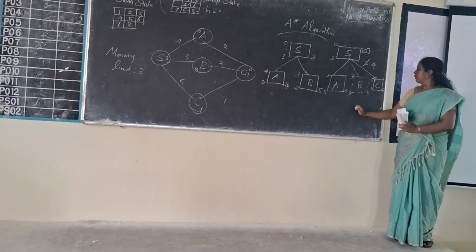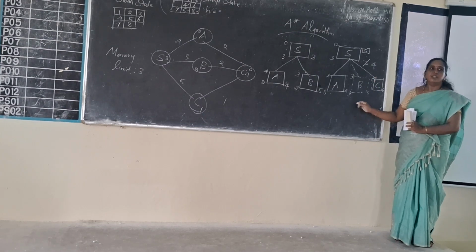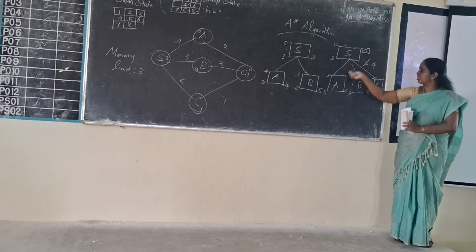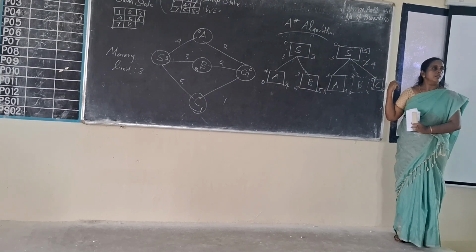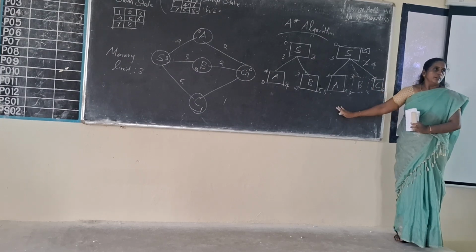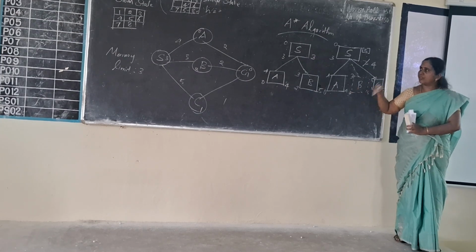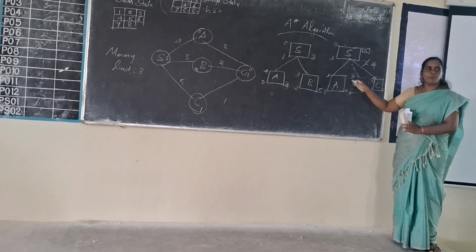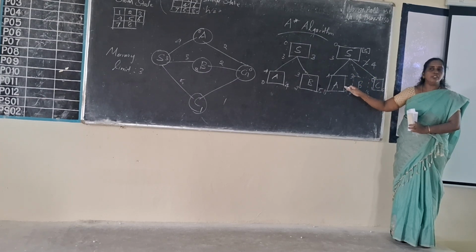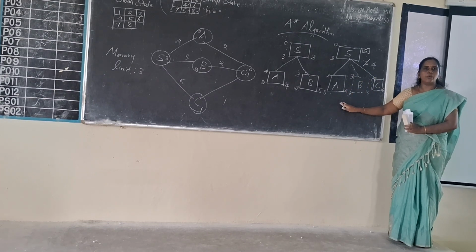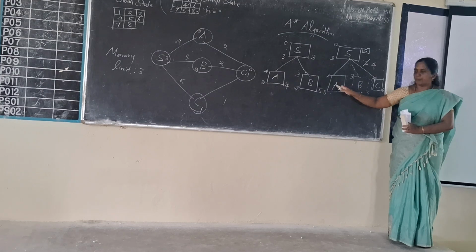Okay, after that, what is the next step? Now the priority queue is having S, A and C. Next, to process the next node, again we have to remove any one of the nodes, right? To find the solution, again we have to remove any one of the nodes. Okay, which node can you remove?